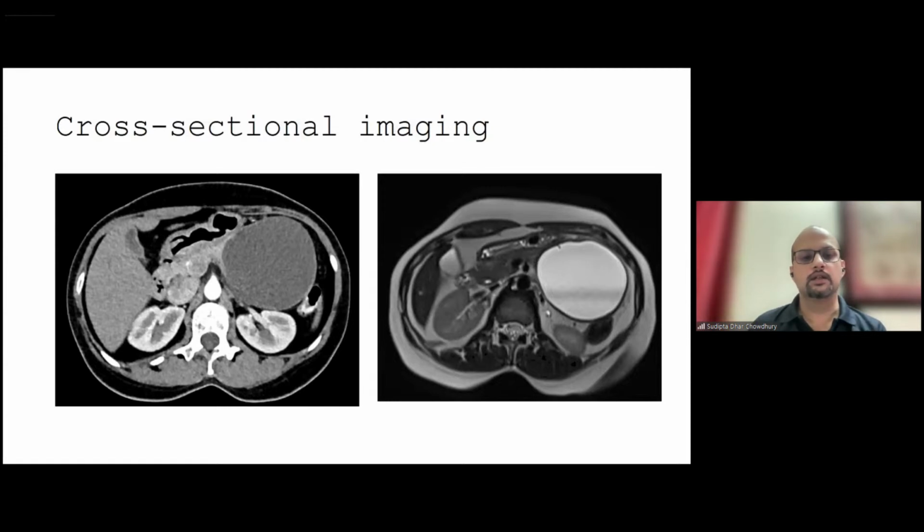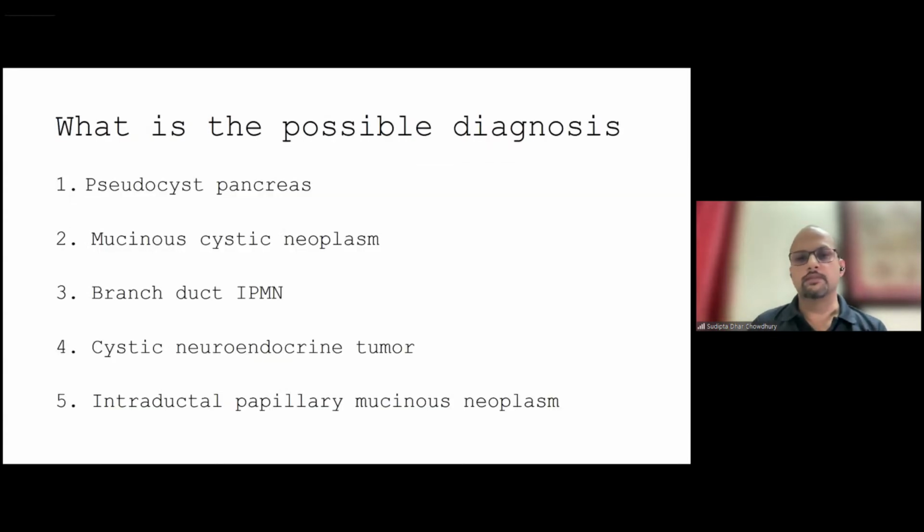These are the two images. On one side, you have the CT scan image showing a well-defined cystic lesion arising from the tail of the pancreas. The MRCP also shows a well-defined cystic lesion in the tail of the pancreas, a unilocular cyst without any septations.